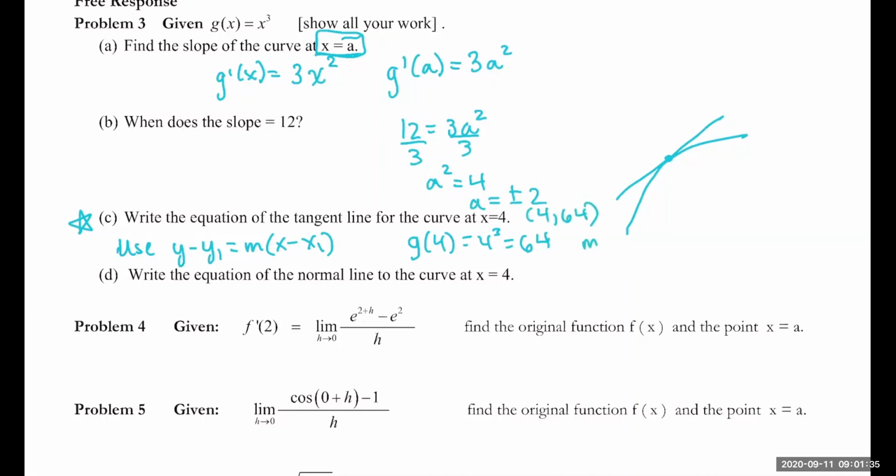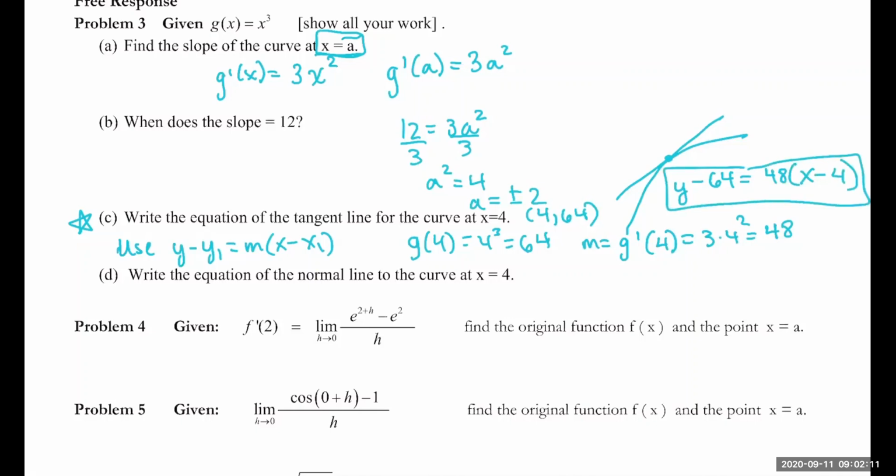And the slope in this case, again, when I think of derivative, I think of slope. So I'm going to plug into g prime my x value, which is 4. Okay, so we plug 4 into our derivative and we get 3 times 4 squared, which is then 48. Okay, putting everything all together in point slope form, y minus 64 equals the slope 48, times x minus the x coordinate, x minus 4.